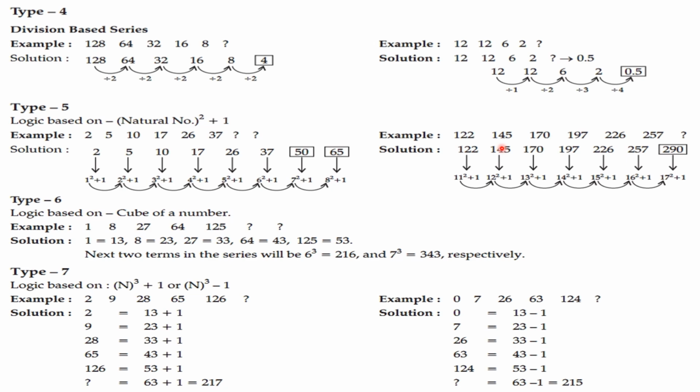Example: 122, 145, 170, 197, 226, 259. What is the next number? These are 11 square plus 1, 12 square plus 1, and so on. The numbers are going on with a different difference each time. Then 30, 40, 50, 60, 70. The next is 17 square plus 1, which is equal to 290.